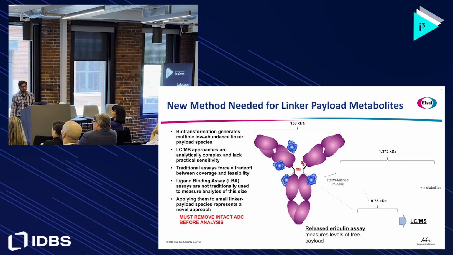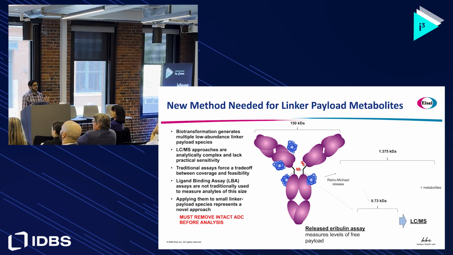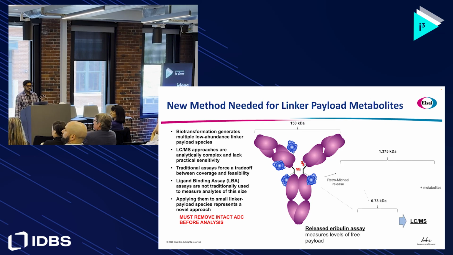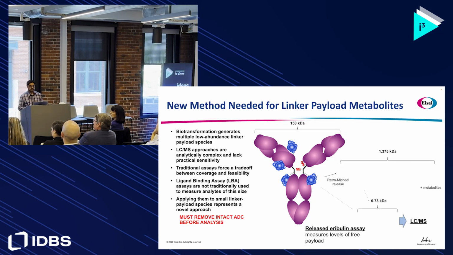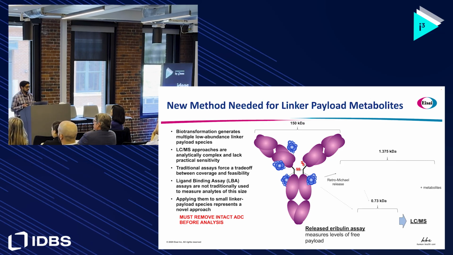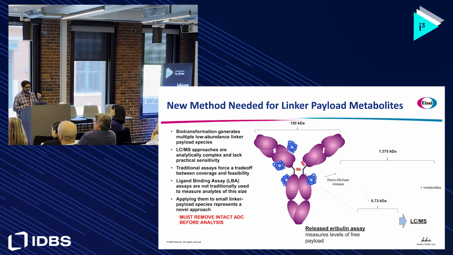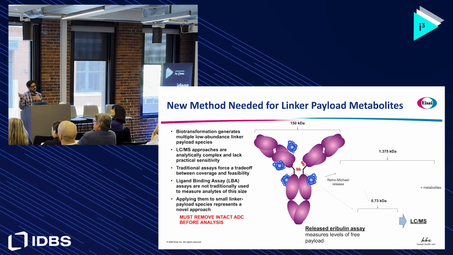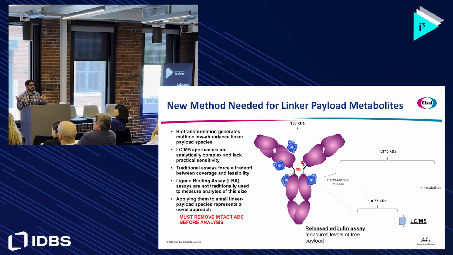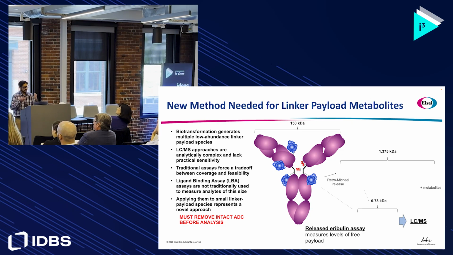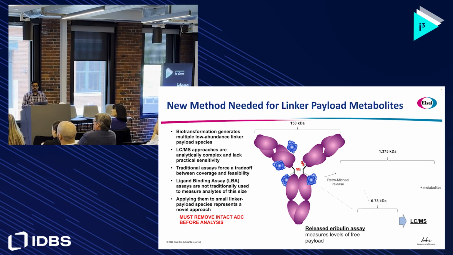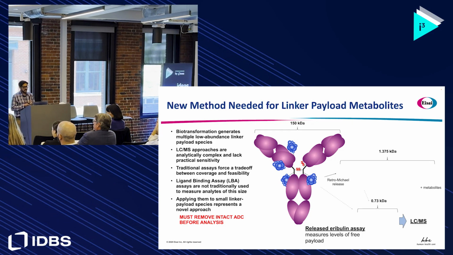So we thought we'd take a different approach, and we'd do it by ligand binding assays. I have a reagent set that can measure something as small as 1.375 kilodaltons, which I'm very proud of. Typically, with ligand binding assays, you're looking at 5 kilodaltons or higher. That's usually the realm of a ligand binding assay, but we're pushing some limits here with this.